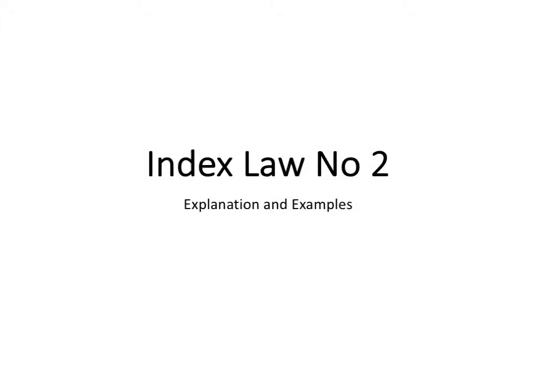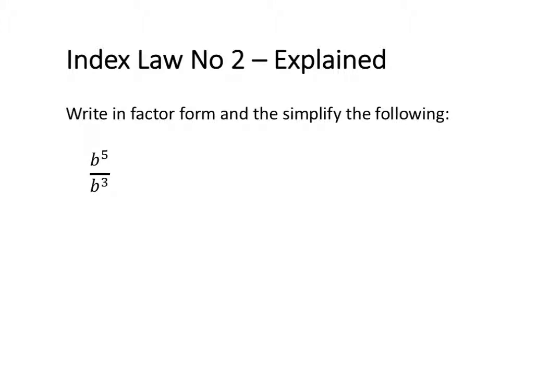In this video, we're going to have a look at the second index law. So we want to start off by writing in factor form and then simplifying b to the power of 5 divided by b to the power of 3. Remember, another way of writing that question is b to the power of 5 divided by b to the power of 3. Both methods of writing mean we are dividing.